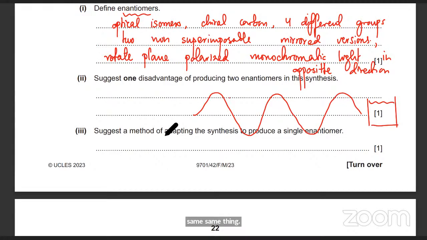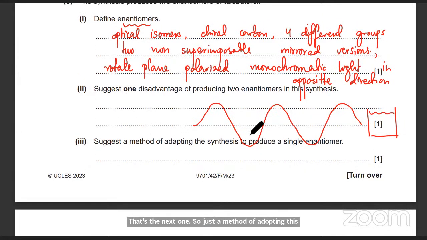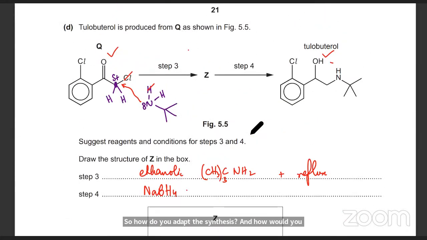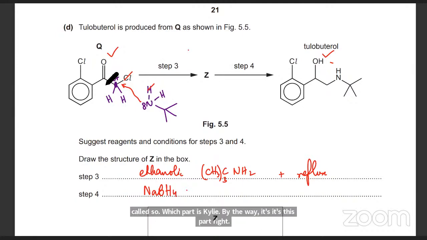That's the next one. Suggest a method of adapting the synthesis to produce a single enantiomer. So how do you adapt the synthesis, and how would you produce a single enantiomer? Now this one is important. Chirality. How do you produce a single chiral molecule? Especially in this case, which part of the molecule is actually chiral? It's this part, right? That is the part that is chiral.